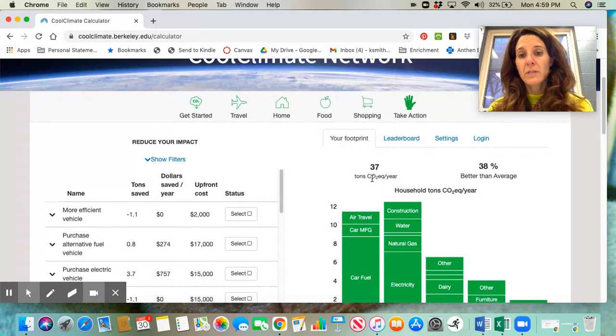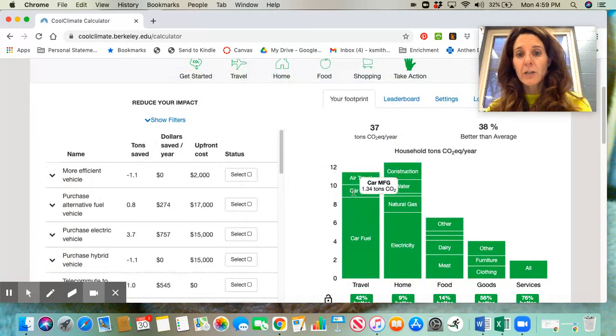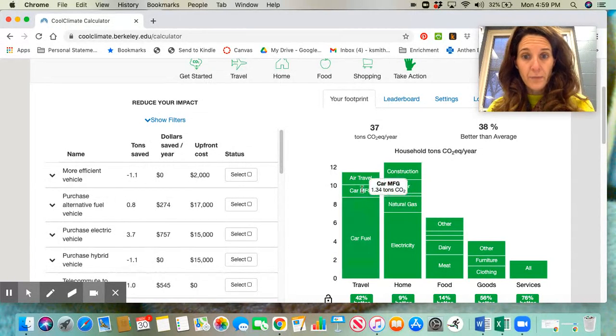All right, so there we go. 37 tons of CO2 each year is what this family sources into the atmosphere. So this is their carbon footprint at 37 tons. And then here you can see the breakdown. If you hover your mouse over each of these, you can see the exact tons. So car fuel is pretty bad. 8.78 tons of CO2 in just using gasoline in their car. And then you can see air travel here at 1.37 tons. It's broken down into groups.